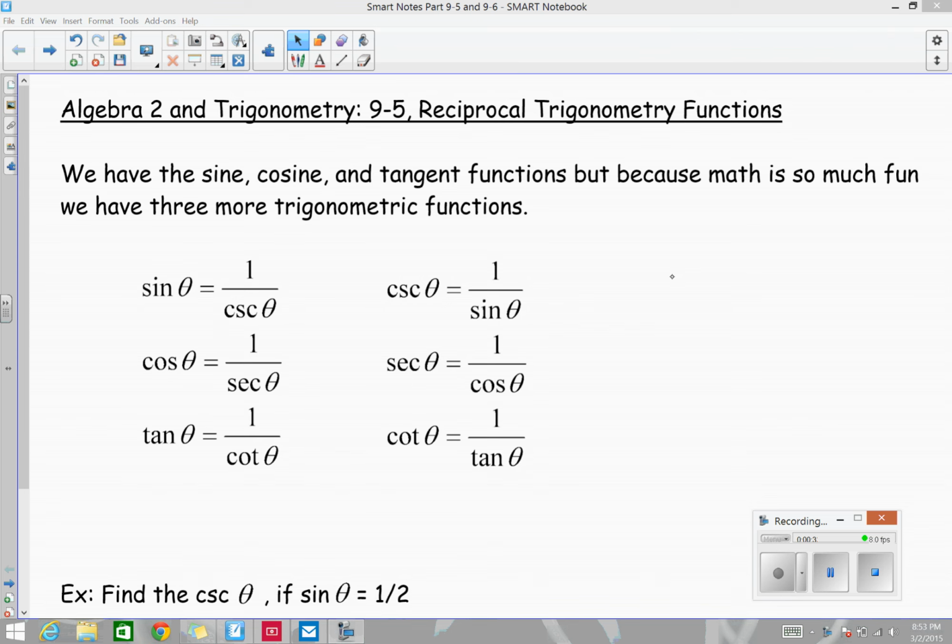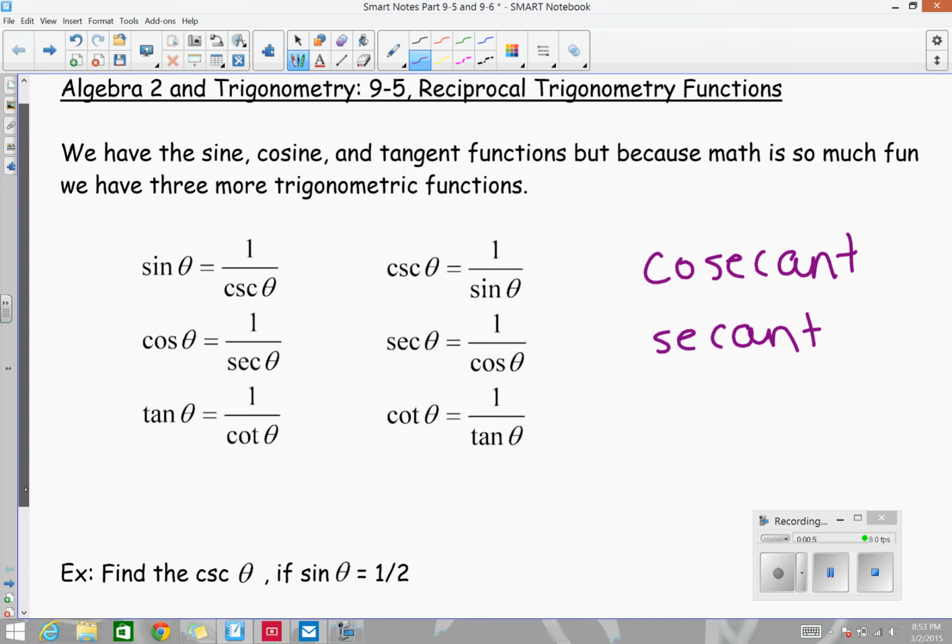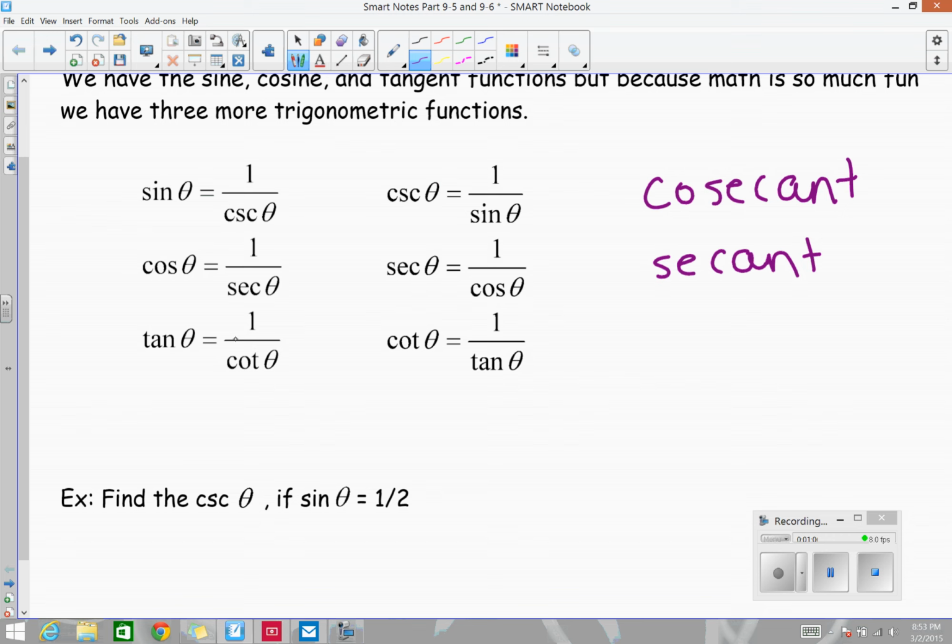So we abbreviate cosecant CSC. We would spell it cosecant. Cosine is the reciprocal of secant theta, and likewise secant theta is the reciprocal of cosine theta. And again, that would be secant. And lastly, we have tangent and cotangent. The reciprocal of tangent is 1 over the cotangent. Reciprocal of cotangent is tangent.